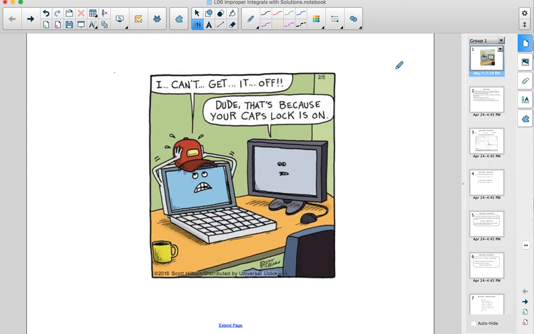So as per practice, we're going to start with a little humor of the day. The laptop is saying, I can't get it off. And the monitor replies, dude, that's because your caps lock is on.